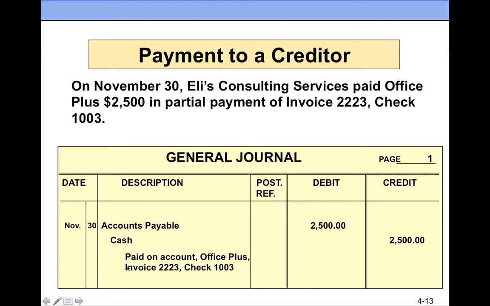Skip a line. On November 30th, I paid Office Plus, a partial payment against the invoice. So both accounts go down. Again, look, if I'm going to do the T accounts here, and again, I will put cash first, it doesn't matter which T accounts. I put accounts payable second. And guys, cash is an asset, plus minus. Accounts payable is a liability, minus plus. So I write a check, meaning I decrease cash by 2,500 and I pay off accounts payable. So both accounts go down, right?